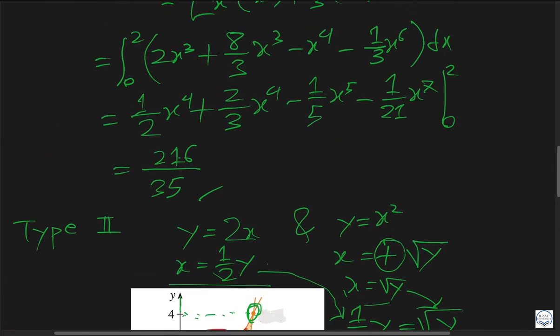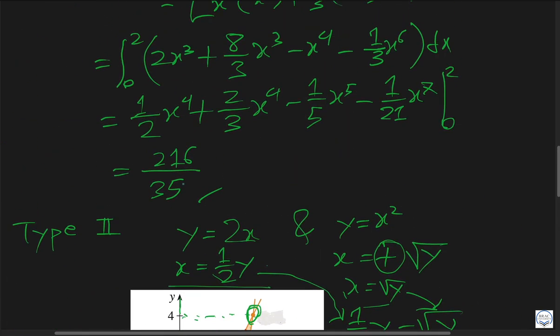This is the 0 point, this is the 4 point. So it's interesting that we get this exact same value. And of course the type 1 also matches with type 2.